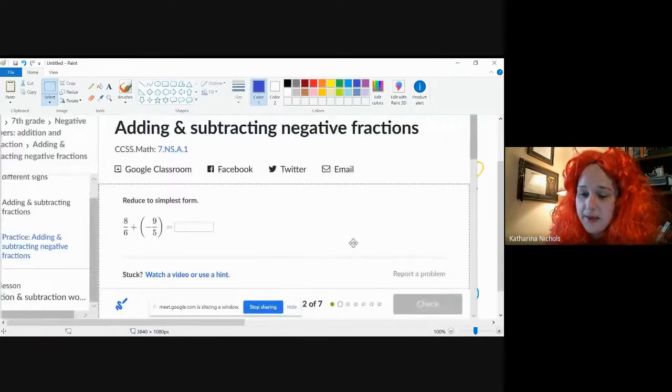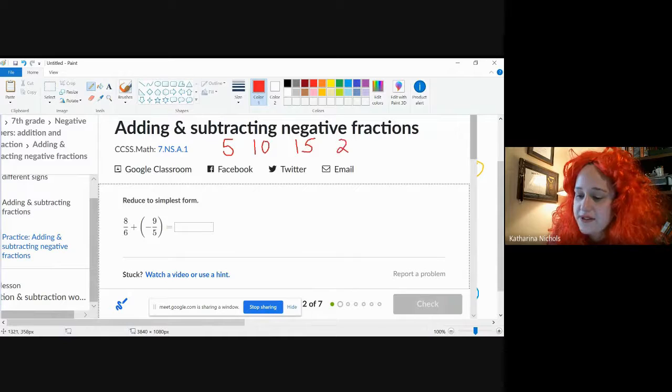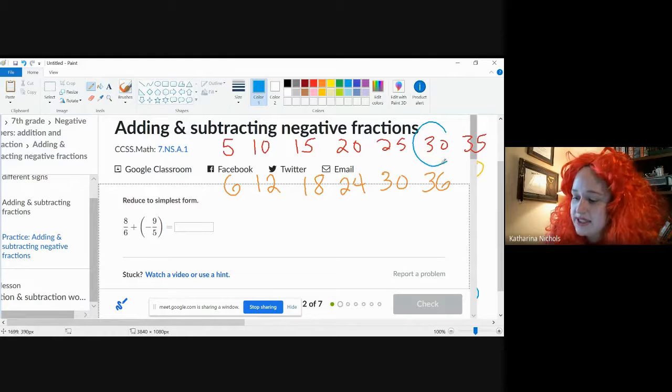Now I've got denominators of 6 and 5. So if I want to find the common denominator, I have to think of the multiples of each of those. So 5s are listed up here in red, and then 6s I'll list in orange. Can I have a volunteer to tell me, please, the smallest number that 5 and 6 both go into? 30 is the correct answer, because 6 times 5 equals 30.